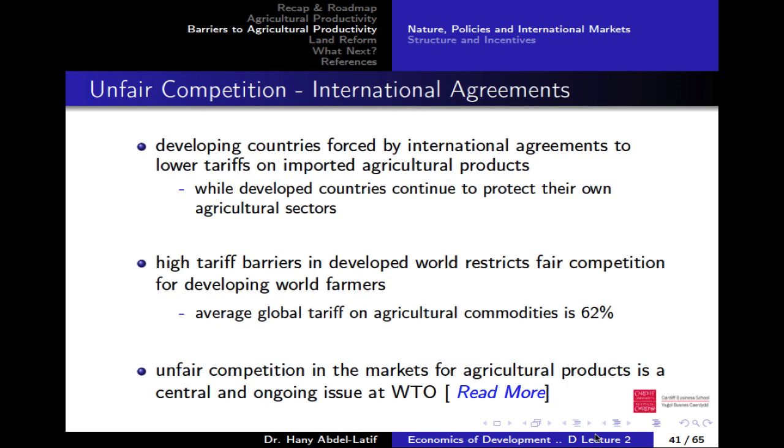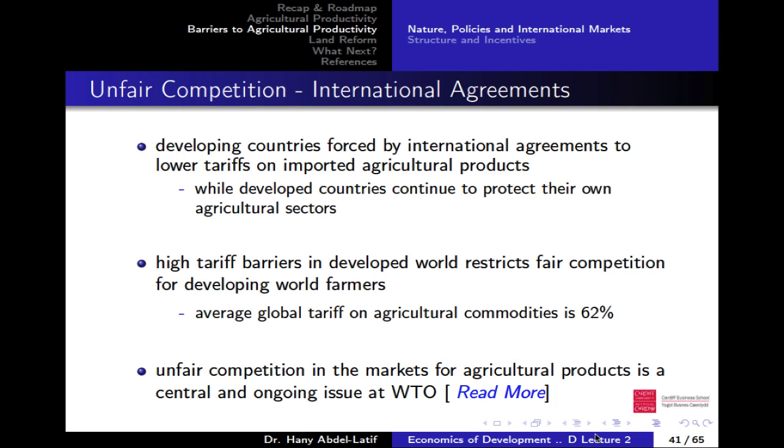So again, in the meantime, these countries cannot increase their tariffs because they are bound by international agreements as part of the World Trade Organization. So they can't do anything about it. They can't increase tariffs. They can't increase subsidies because even if they want to, they can't. And at the same time, developed countries always do. So they all support their farmers.